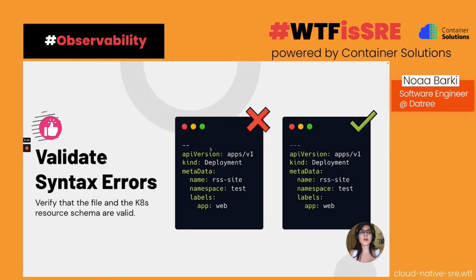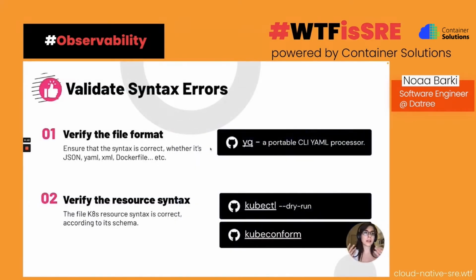So first of all, we want to verify the file format. Whether it is JSON, XML, YAML, Dockerfile, whatever you use, you need to make sure that the file you wrote is actually valid. And there are many ways to test and validate that.